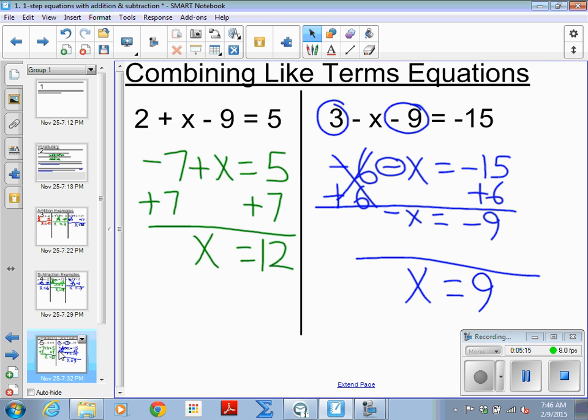These are really, really easy to check. You guys just take the answer you got, and you plug it in for the variable. You can check and make sure your equation works out. And we'll work on that at the end of your class. This concludes your lesson on adding and subtracting one-step equations.